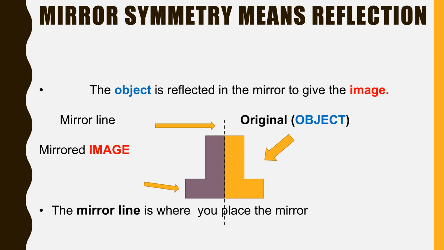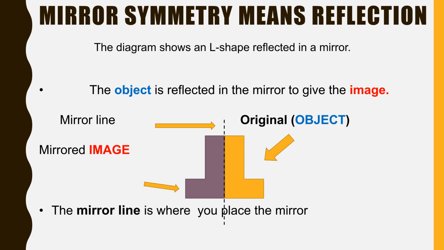Mirror symmetry means reflection. The object is reflected in the mirror to give the image. As you can see, we have the original shape on the right hand side, which is the object, and we have the reflected shape on the left hand side, which is the image. The mirror line is the broken line right at the middle. The mirror line is where you place the mirror.